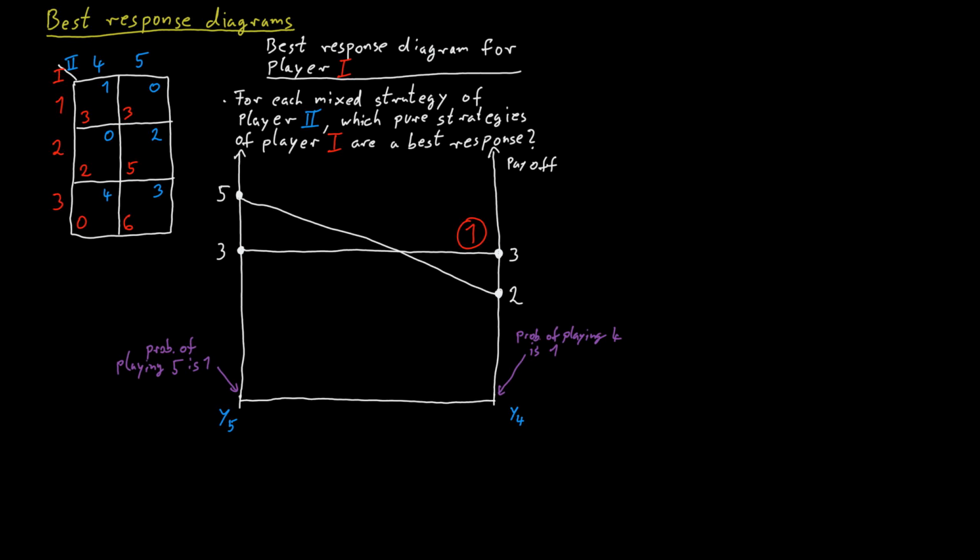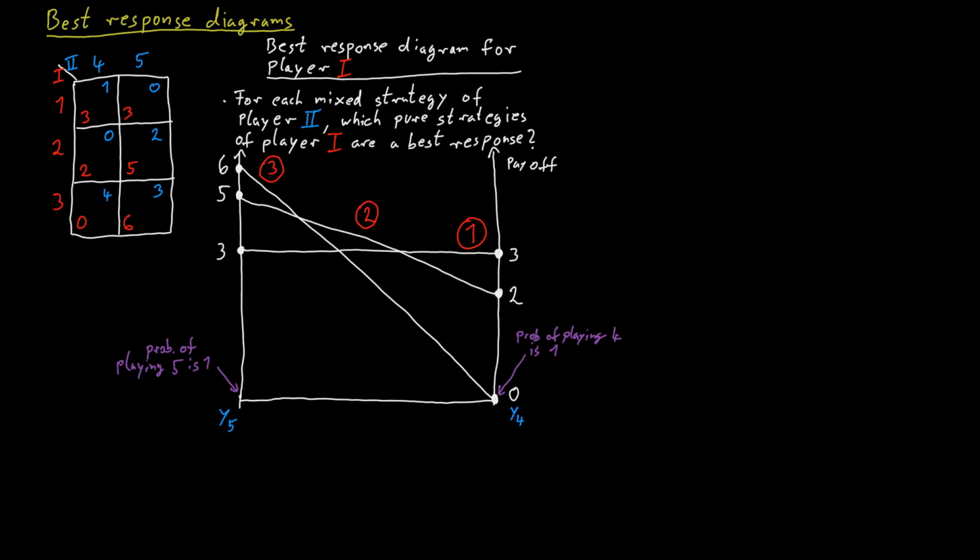And that's the expected payoff for player 1, depending on the mixed strategy of player 2. And we do the same thing again for the third strategy of player 1. So we just say, well, if player 2 plays strategy 5, then we get a payoff of 6. If player 2 plays strategy 4, we get a payoff of 0. And then in between, we just linearly interpolate to get the expected payoff. Okay, so these are the expected payoffs for the 3 strategies of player 1.